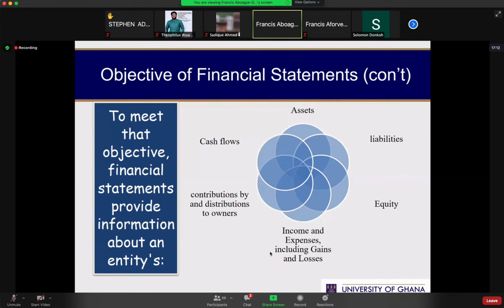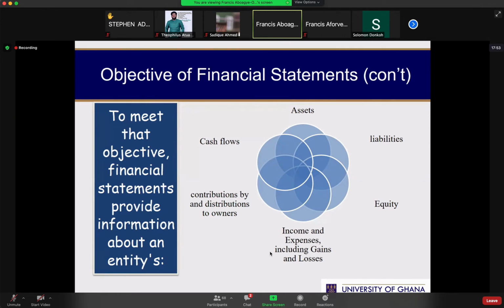including gains and losses. And there must also be a reconciliation of the equity. So here we're looking at contributions and distributions to owners. So if we are looking at the general purpose financial statement, we're saying that it is to provide information about the financial position, about the performance, and about cash flows. And it must meet this.